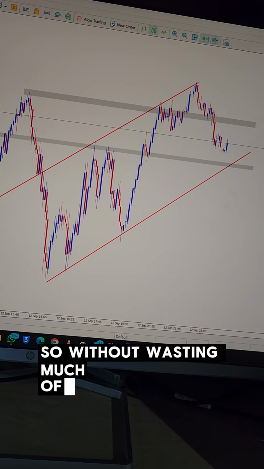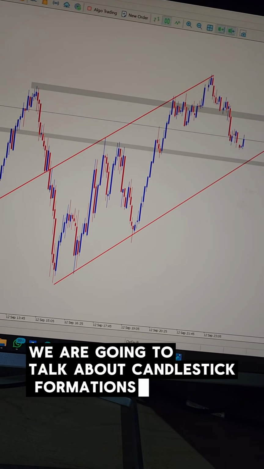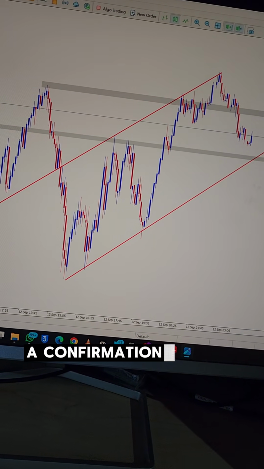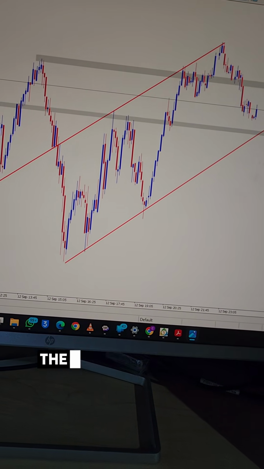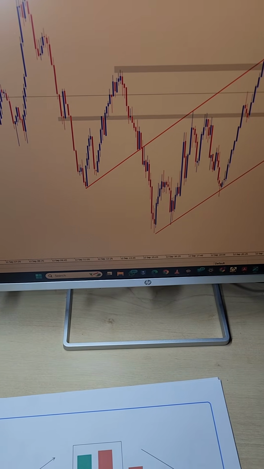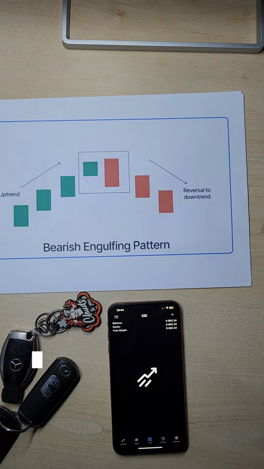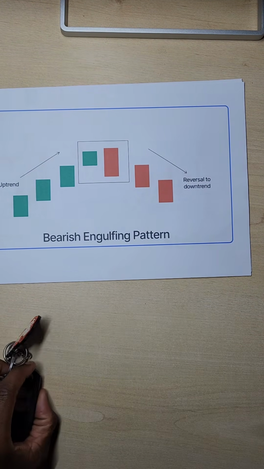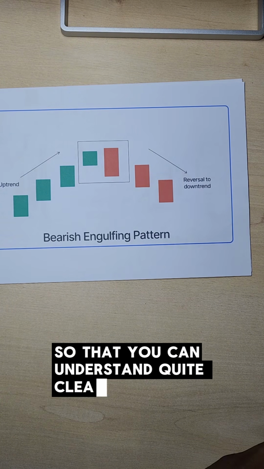So without wasting much of your time, today we are going to talk about candlestick formations. So candlestick formations are basically a confirmation method that we usually use when you want to know when to enter the market and when to leave the market. Let's jump right into it. So what exactly do you need to know about candlestick formations? So about candlestick formations, let's remove this so that you can understand quite clearly.